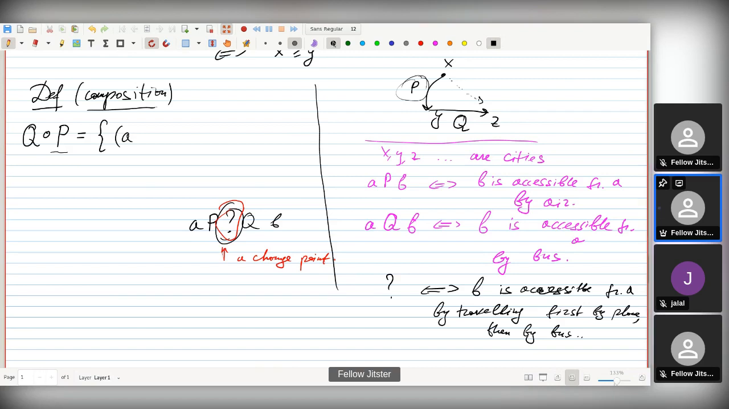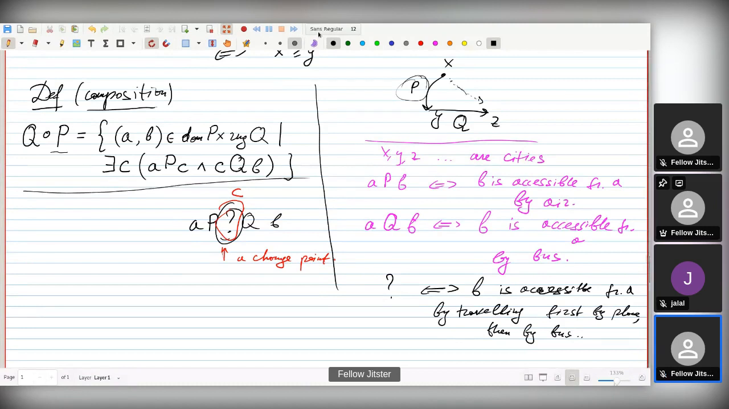It is a set of all such pairs of the form AB where the first coordinate belongs to the domain of P and the last coordinate belongs to the range of Q, such that there exists C, there exists our change point, such that, look, A P C, it is possible to get to C from A by P, and it is possible to get to B from C by Q. Is this idea clear?